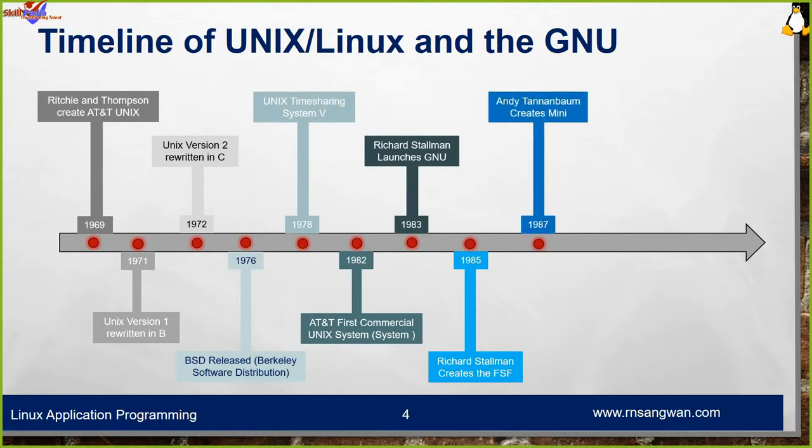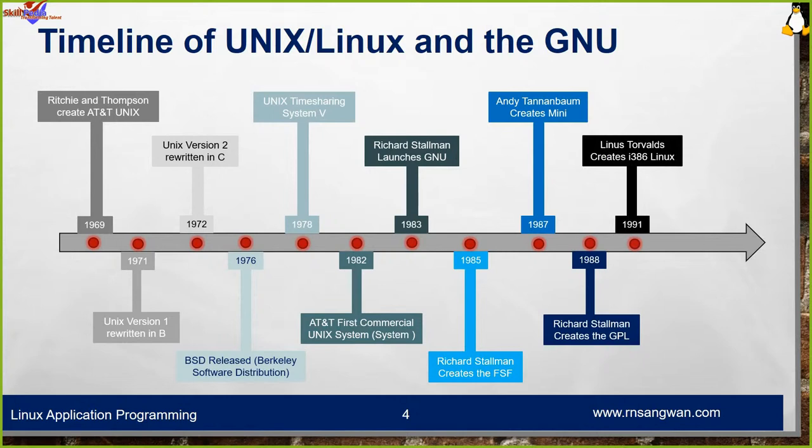In 1987, Andy Tanenbaum created the Minix operating system. In 1988, Richard Stallman created the General Public License, that is GPL. In 1991, Linus Benedict Torvalds created Linux for the i386, a machine that was available, and the operating system at that time was Minix. So he worked on the kernel of Minix to come out with something known as Linux. In 1992, Linux was licensed under the GPL.